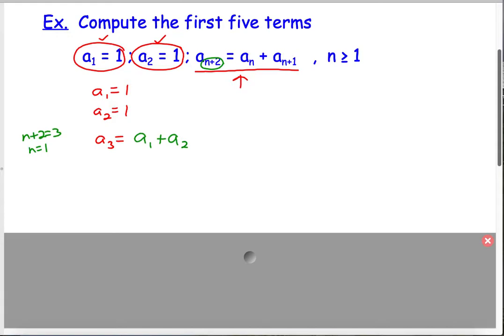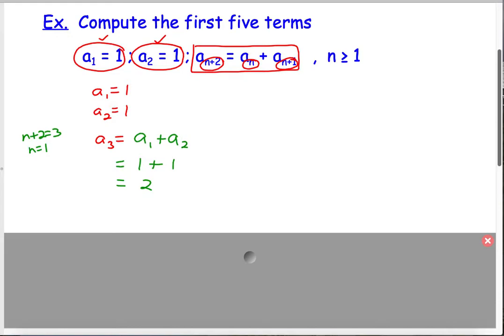That's why I described this when I first showed this to you as, think of what it's telling you. The n plus second term is equal to the nth term plus the n plus first term. So we're adding the two previous terms to get the next term. The first term was 1, the second term was 1, so that's going to give us 2. So a sub 3 is equal to 2.